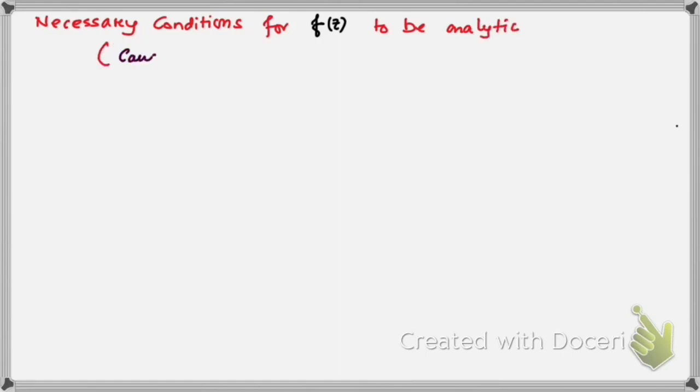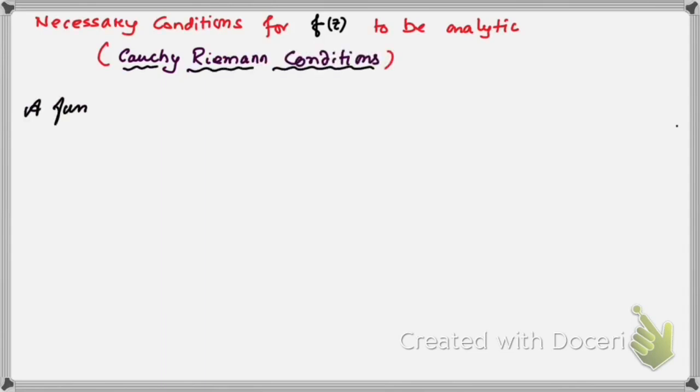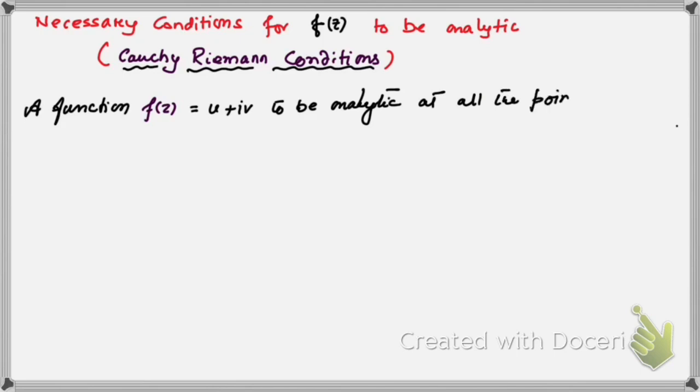So now you see necessary conditions for a function f of z to be analytic. These conditions are called Cauchy Riemann conditions, right? So these are Cauchy Riemann conditions. So if a function f of z of this form u plus iv is to be analytic, it must satisfy the following conditions. So let me write the conditions here.